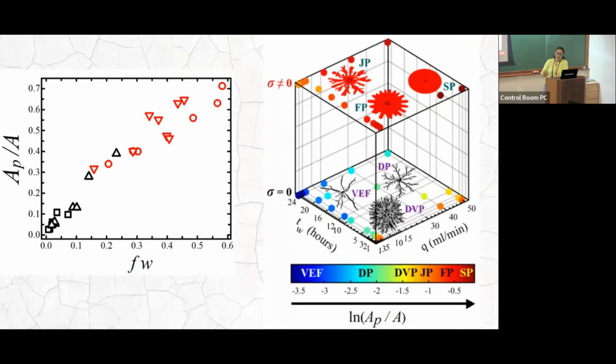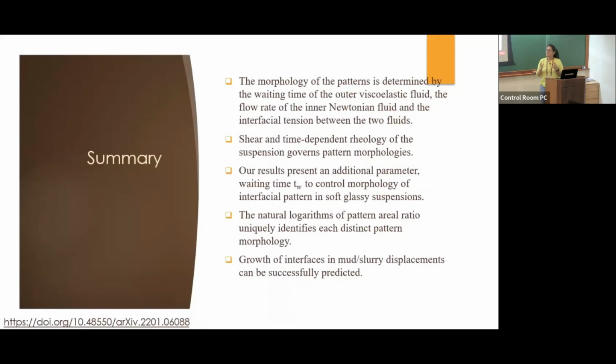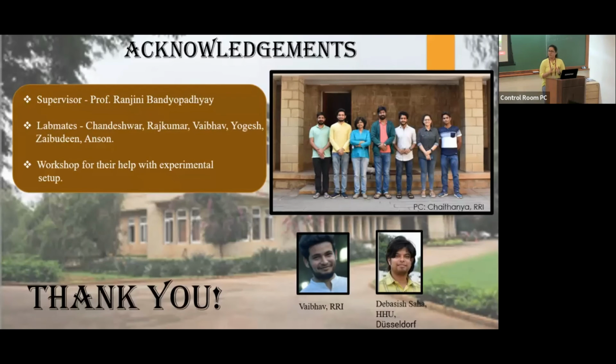So to summarize, basically by using the shear and the time dependent rheology of these soft glassy suspensions, one can actually control the pattern morphology. And this is the first time this aging time has been used in these studies, and this can be used as a reliable parameter in determining the pattern morphology in the case of interfacial instabilities. And definitely the natural logarithm of the areal ratio can identify each pattern morphology.